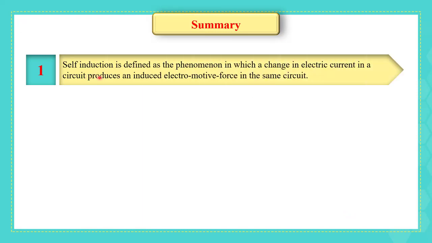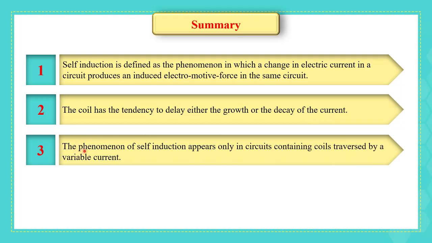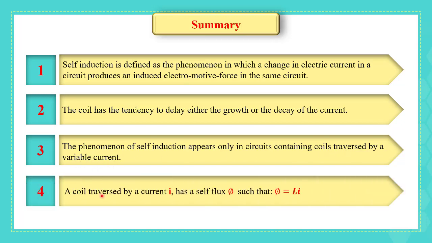Now let's remember that self-induction is defined as the phenomenon in which a change in electric current in a circuit produces an induced electromotive force in the same circuit. The coil has the tendency to delay either the growth or the decay of the current. The phenomenon of self-induction appears only in the circuits containing coils traversed by a variable current, and a coil traversed by a current I has self-flux such that flux equal Li.